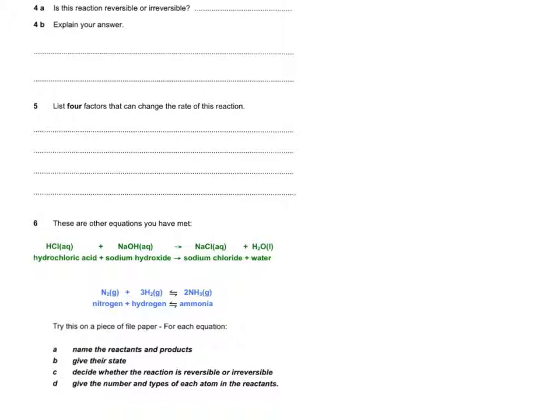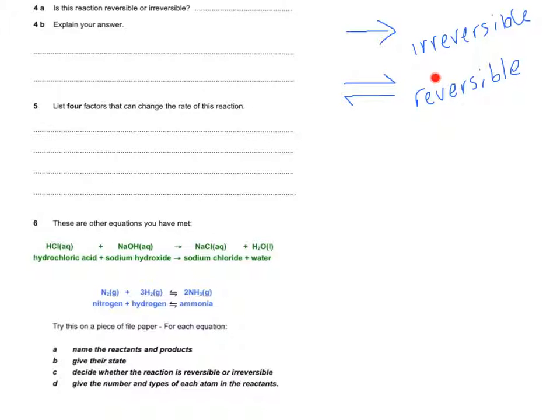For question 4, we're asked to decide if the reaction shown on the other page is reversible or irreversible. This really depends upon the symbol that's used in the equation. This one means that all the reactants turn into products. This one means that the reactants turn into products but can sometimes turn back again. Go back and look which symbol was used in the equation. Was it this one or this one?